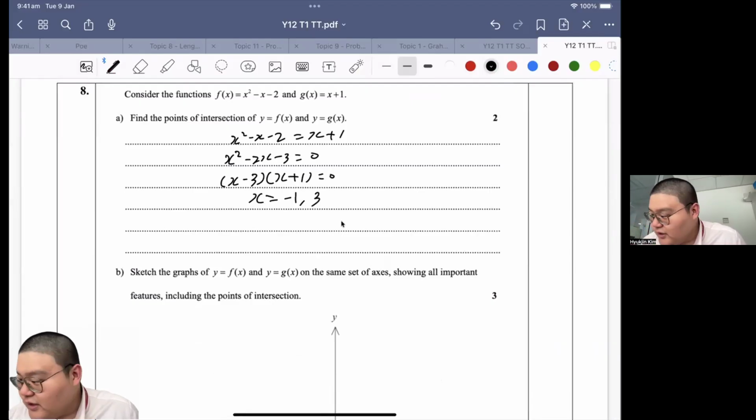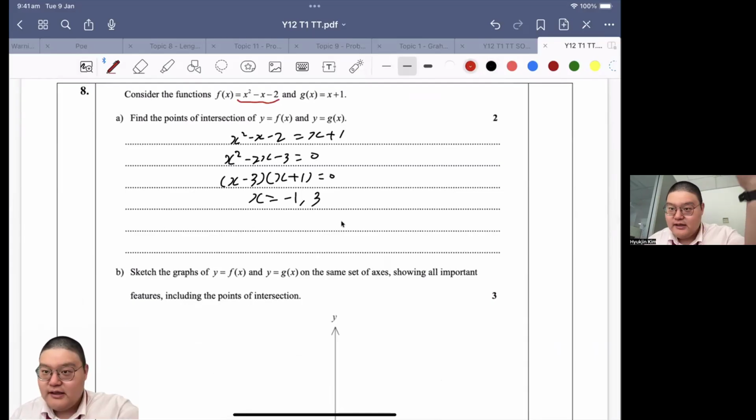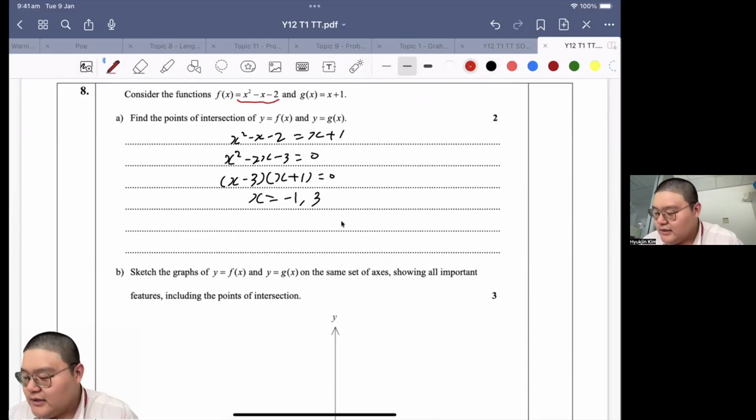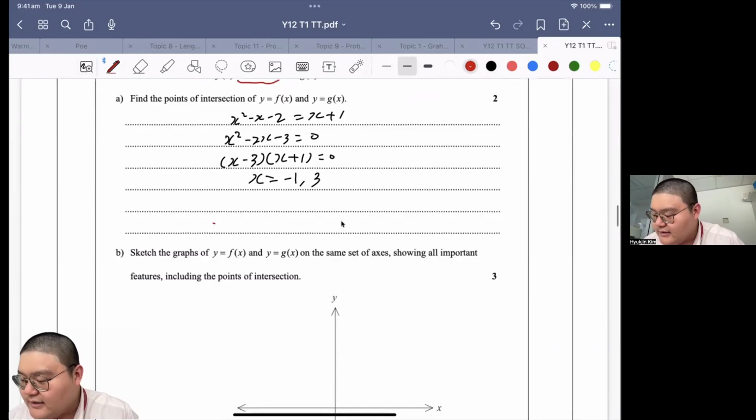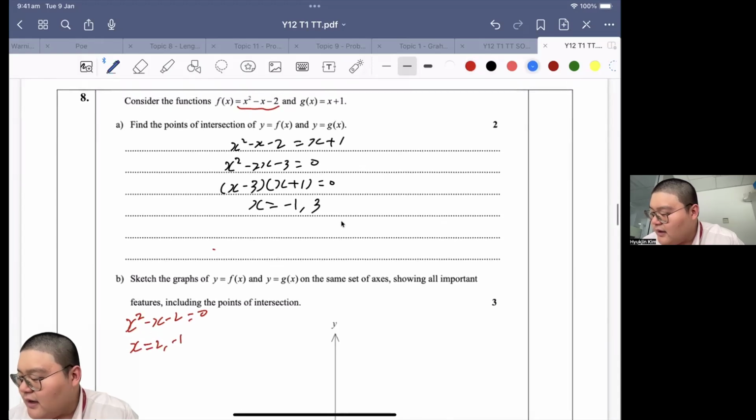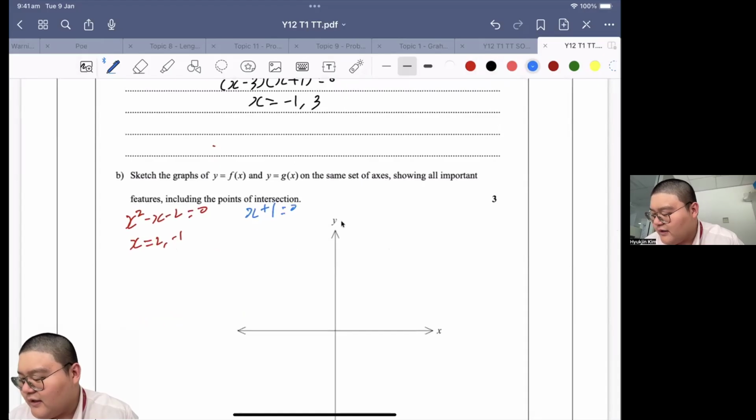In order for me to do this, I need to find the points of intersection. Oh, sorry, important features and x-intercepts on their own first. So I need to do x squared minus x minus 2 equals 0, x equals 2 and negative 1. And x plus 1, well, hopefully we can just do that. x equals negative 1.